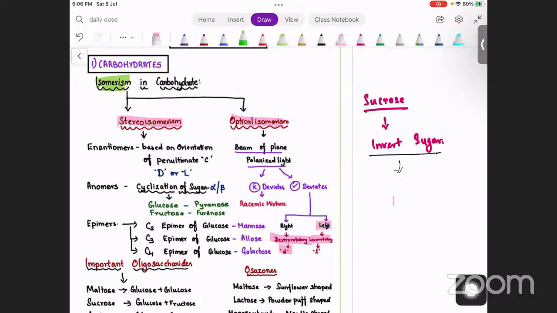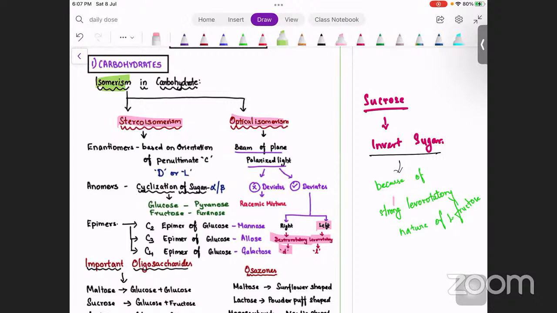So that's why sucrose is so called as invert sugar. Why is sucrose called invert sugar? Because of the strong levorotatory nature of your L-fructose, the plane polarized light deviates to the left, and then we call that an invert sugar. Okay, sucrose is so called as invert sugar.